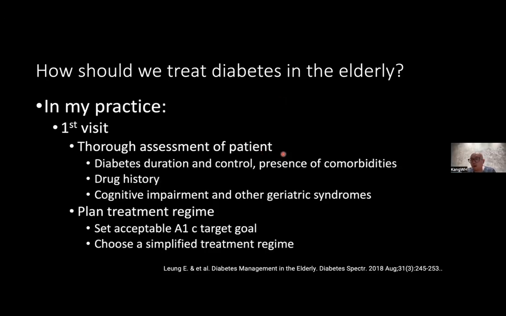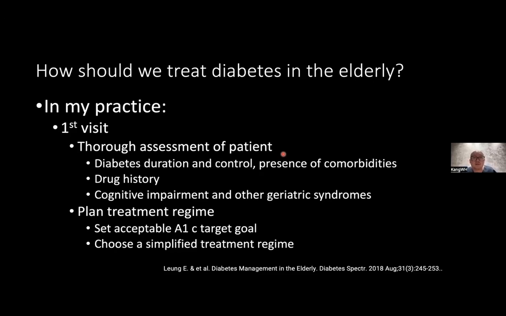Okay, so what do I usually do in my practice? The first visit will always be the longest for diabetes. It will take a long time, especially with the elderly. So I will need to do a thorough assessment of the patient. Of course, you need to go through the diabetes duration and how was the control, how was it diagnosed, where was he treated, what medications is he on now, how is he dealing with the medications, any side effects, and so on. Is he happy with it? How's the sugar control at home? Who injects for him? Who administers the treatment for him? Any comorbidities, heart failure, chest pain, breathlessness, and so on.